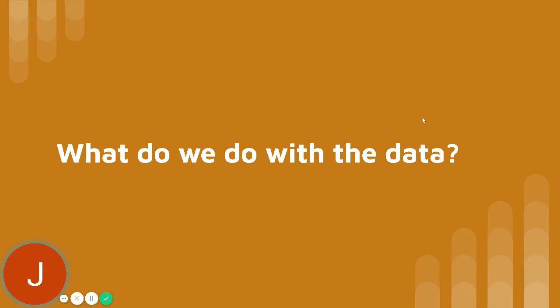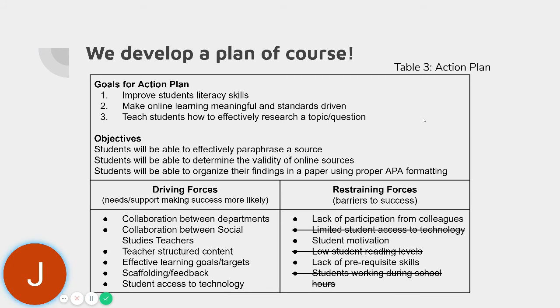So what do we do with all this data? We make a plan, of course. Below is my action table. So the top three are the goals, followed by the objectives, followed by things we can control and things we cannot control. So the goals are to obviously improve our literacy skills, make online learning meaningful and standards driven, and then we need to teach students how to effectively research a topic question.